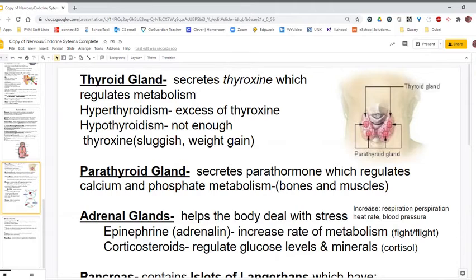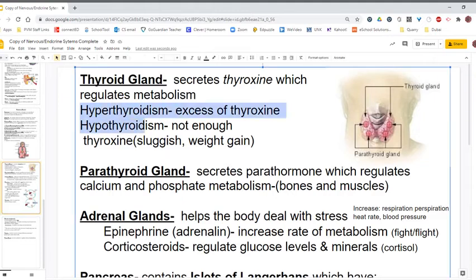All right, next on this is the thyroid gland. The thyroid gland secretes thyroxine, as we talked about earlier. I'm going to highlight a couple of disorders here. Hyperthyroidism. The prefix hyper means high levels. Hyperthyroid means you have too much thyroxine.